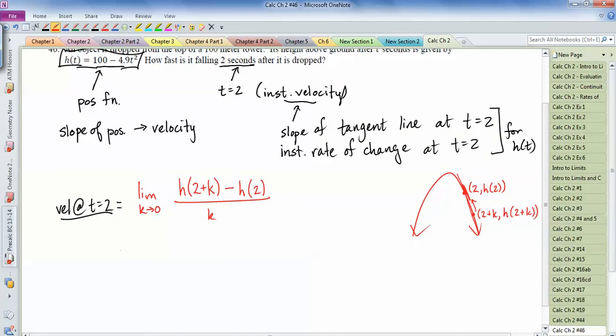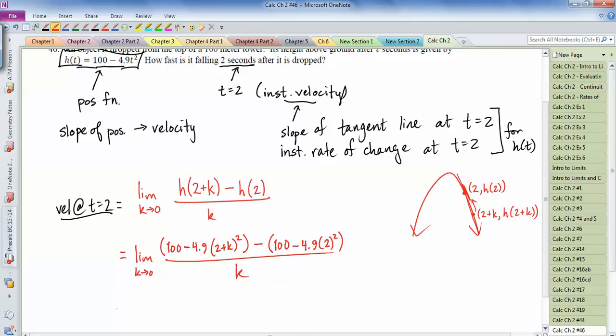So then let's work this out. So limit as k goes to 0. Now h is 100 minus 4.9 t squared. So this is going to be 100 minus 4.9 times (2 plus k) squared. So that's the first term. And then minus 100 minus 4.9 times 2 squared, all over k.